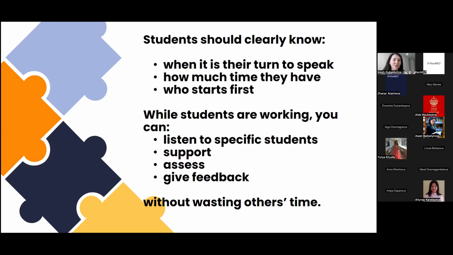Okay, you will not answer the first time, but next time you will read the text, you will listen to the audio carefully, or you will think about your own opinion on this question. While students are working, you can listen to specific students, support them, assess, or give feedback, without wasting others' time. Usually when one student answers the question, others are supposed to listen, but in reality they don't, and that's just a waste of time.